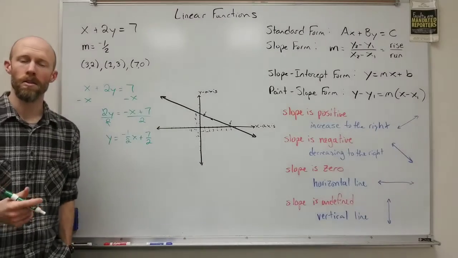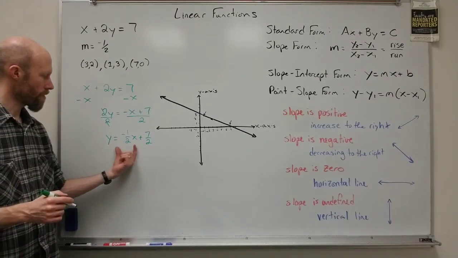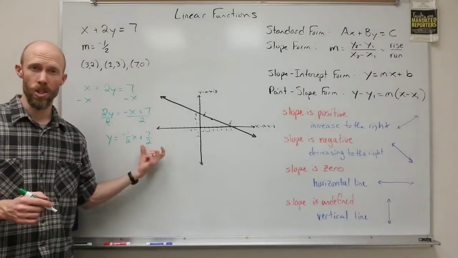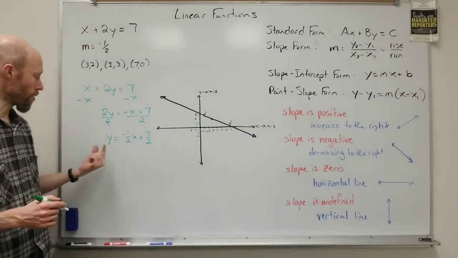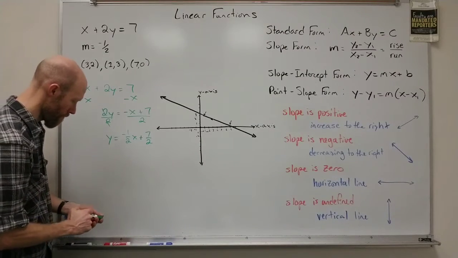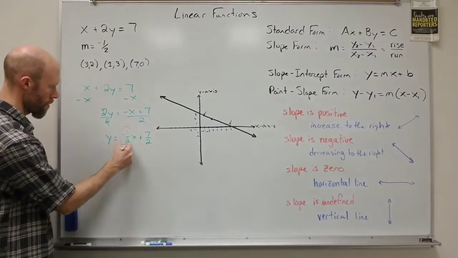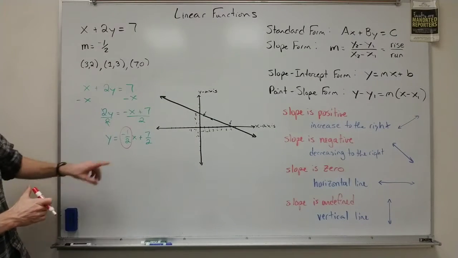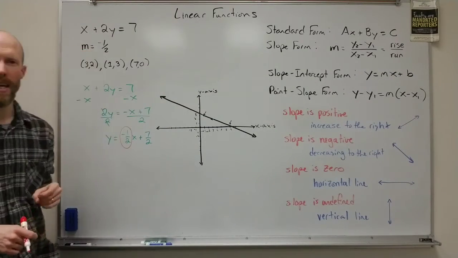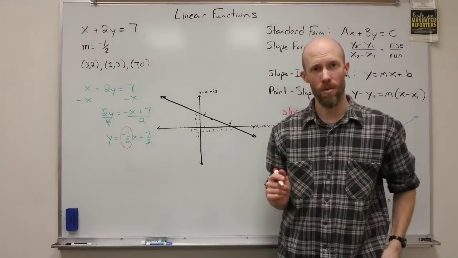And so here, what's very interesting is that there are some features of the graph that show up in this equation when y is by itself. Particularly the slope. That's a big one. Right here is our slope. Notice that negative 1/2 corresponds to the m that we found earlier.